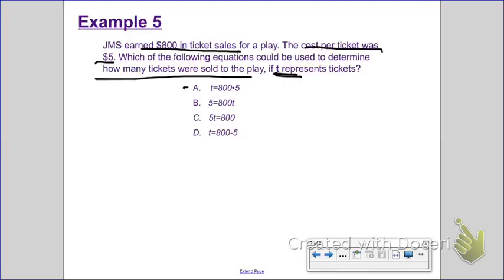So already I'm going to cross out A because 800 was connected with that 5. I'm going to cross out B because that 800 is connected with that T. And I'm going to cross out D because 800 is connected with the minus 5. Let's finish checking C to see if that's the correct one. So Jefferson earned 800 in ticket sales. The cost per ticket was $5. So how many tickets were sold? Well, if $5 is being multiplied by how many tickets were sold, I know I'm going to multiply the 5 and the T to get our earnings, which was, in fact, 800.